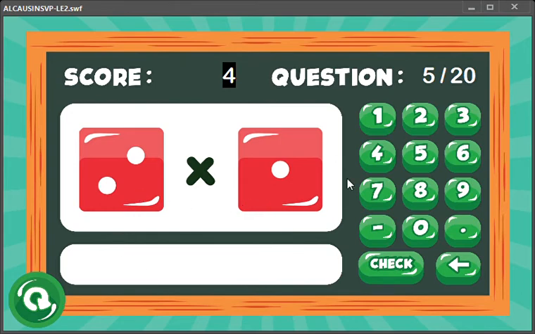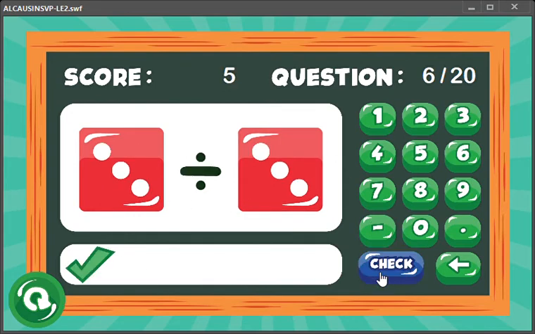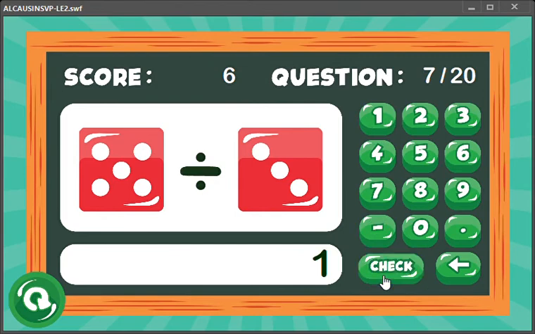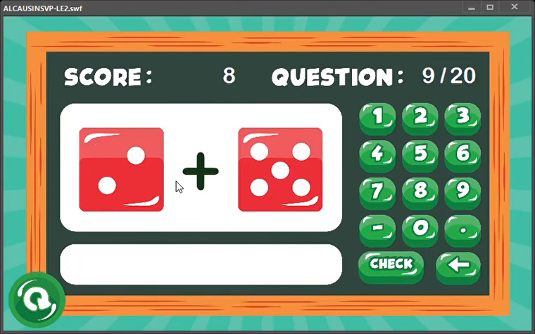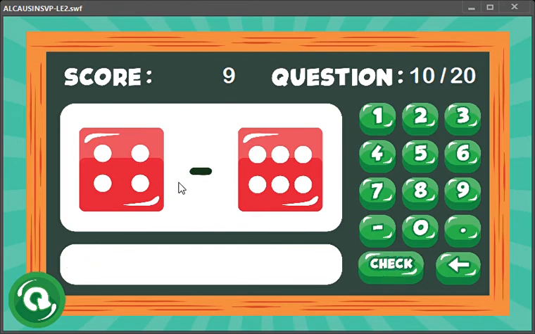So 2 times 1, 2. 3 divided by 3, 1. 5 divided by 3, rounded off, 1. 5 plus 4 is equal to 9. 2 plus 5 is equal to 7. And then 4 minus 6, that is negative 2.